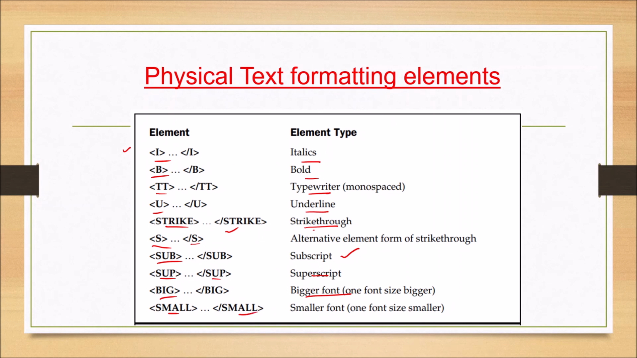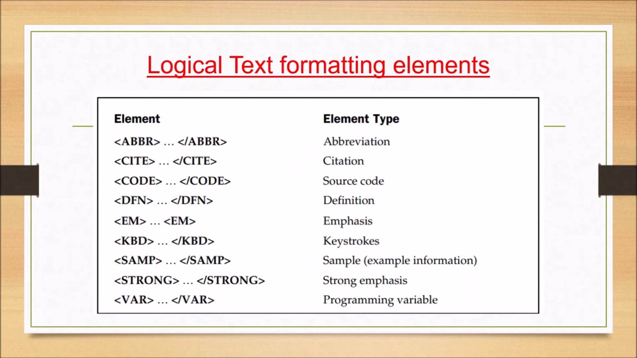Fine. Sub and sup are basically like H2O, where 2 is a subscript, and if we want to write a square, here 2 is a superscript. And in strike through, whatever we are writing, suppose we are writing an element, we just want a line on that, so this is strike through. So all these are physical text formatting elements.